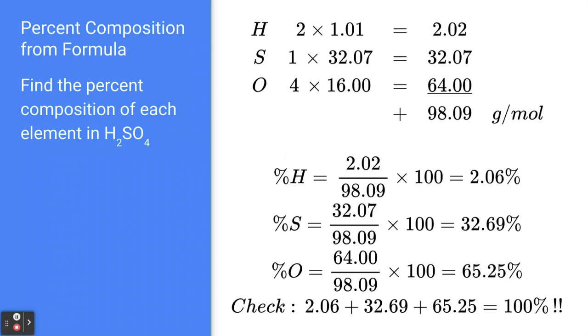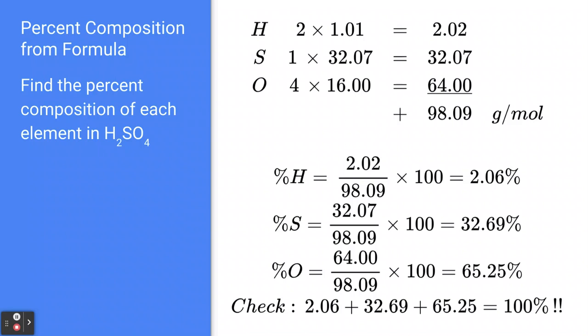I've got 2 hydrogens, 1 sulfur, and 4 oxygens. I find the molar masses off of the periodic table. I do the math, multiply the number times the mass. Then I add those all together. I get a total of 98.09 grams per mole. And then to find the percent of each individual element, I'm going to take the masses from up above. The math that I already did is going to lead me directly to percent composition down below.